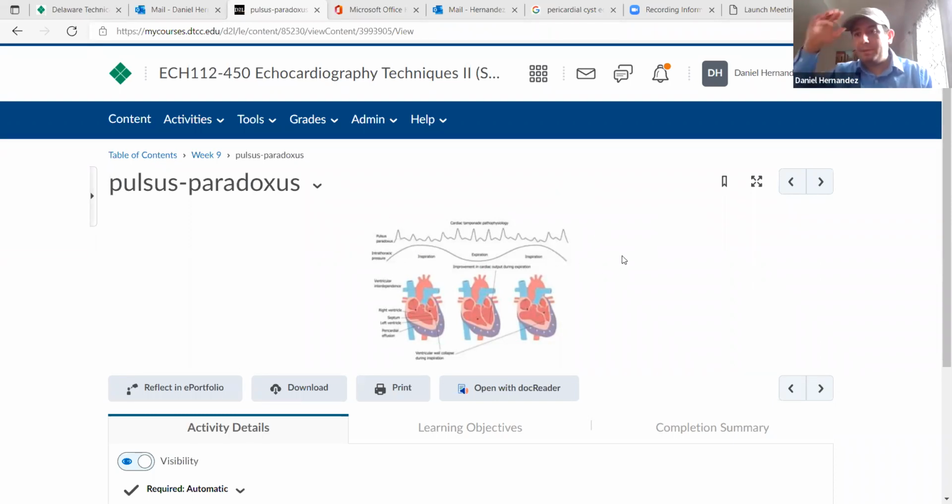Does everyone understand pulsus paradoxus? Yes. Inspiration. I'm so sorry, could you go over that again? I had a really important phone call that I just got off of.